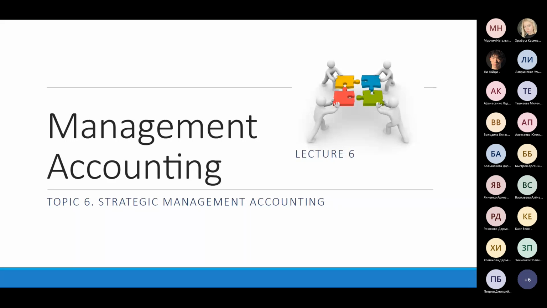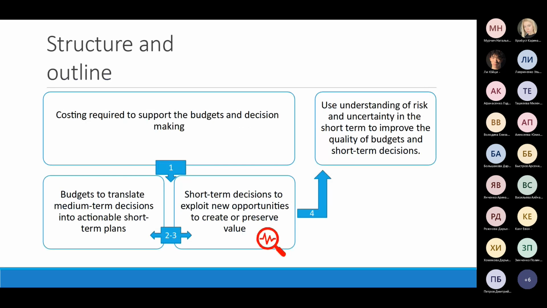Strategic management accounting. It's a very important part of management accounting that summarizes all the previous information we have, and also the information from financial accounting, strategic management, and operational management. So let's see what is included. Now we are moving from our second block to block number 3. And today we plan to get familiar with short-term decisions to exploit new opportunities to create or preserve value within the organization. These short-term decisions are based on budgets and our costing system analysis.